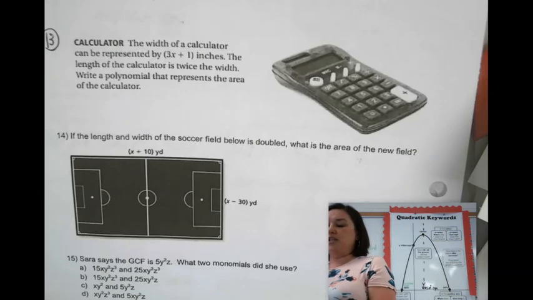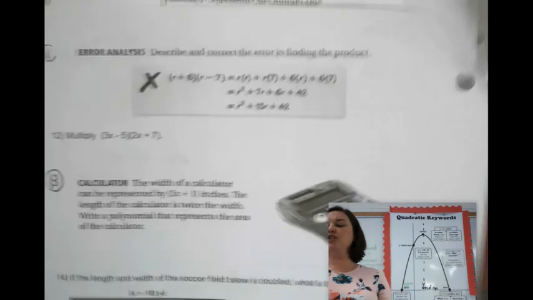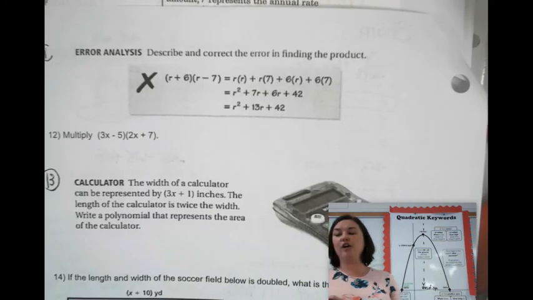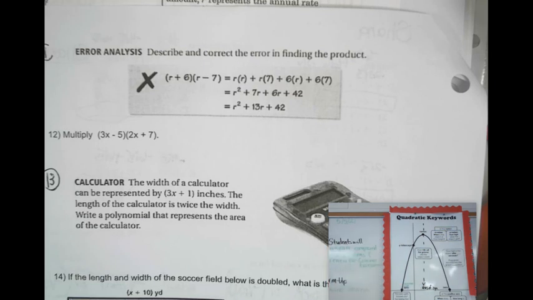I want you guys to look at number 11 for a moment. It says error analysis. Describe and correct the error in finding the product. Somebody did some work there. They were multiplying r plus 6 times r minus 7, and they showed their work over on the right-hand side. Where did they make the mistake? I want everybody to go through the steps and just underline where you think the mistake is. Don't say it out loud. Just go through the steps and see if you can underline where you think they made the mistake.